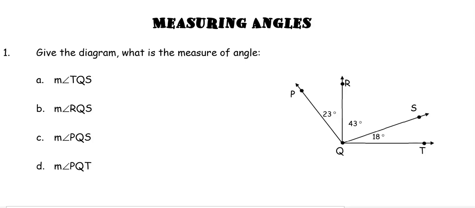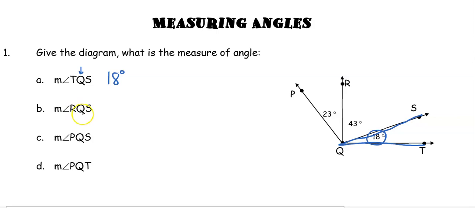All right, we have talked about how to name angles so that when I'm looking at a question like number 1, I know exactly which angle I'm talking about. So we're going to go ahead and review that now. The first one, what is the measure of angle TQS? Remember, the middle letter is the vertex angle. So I'm going from T to Q to S. That means I'm talking about this angle right here, which is 18 degrees.